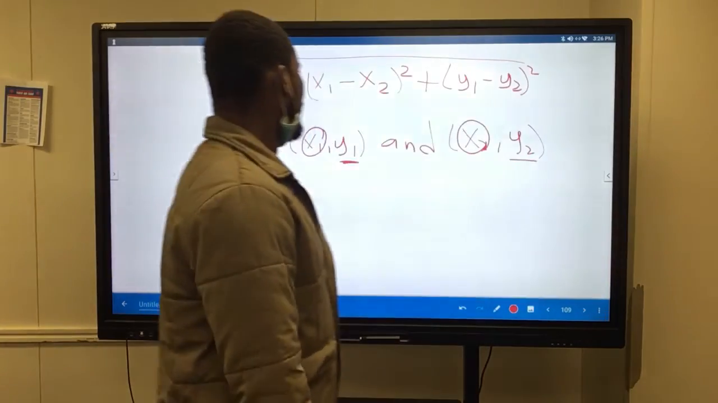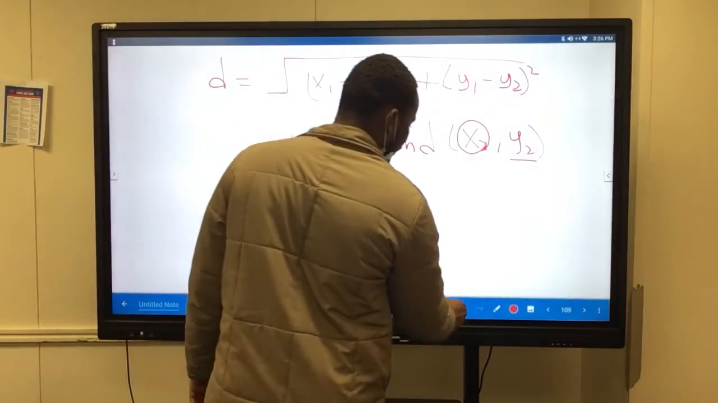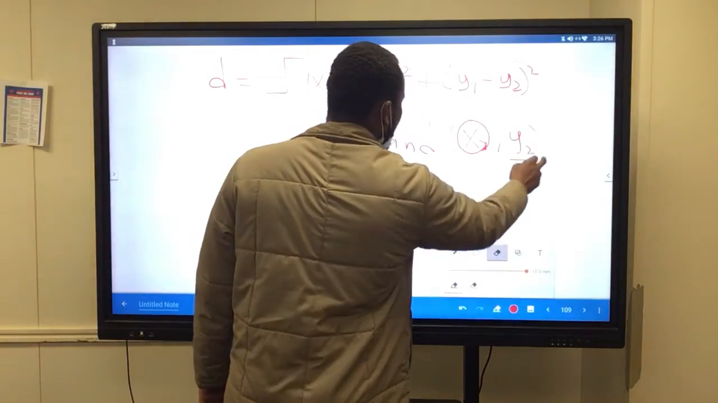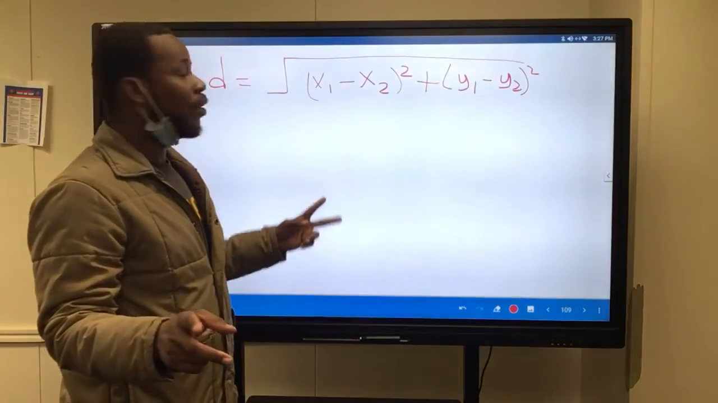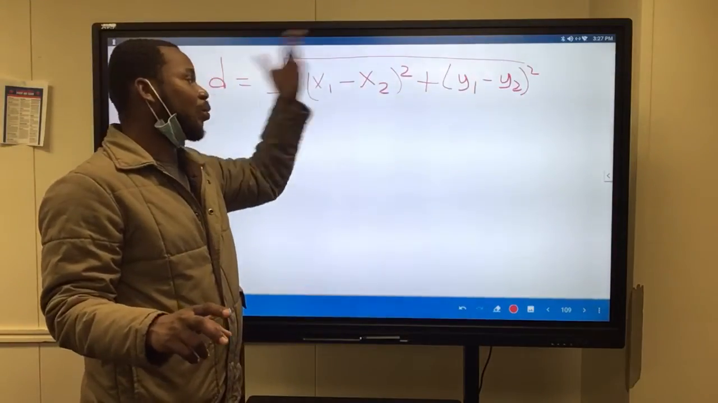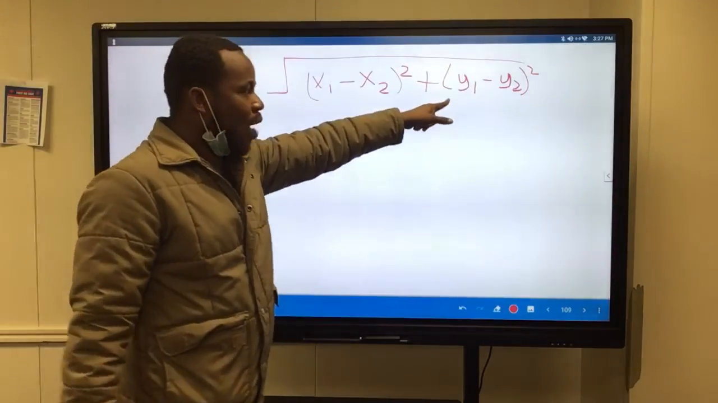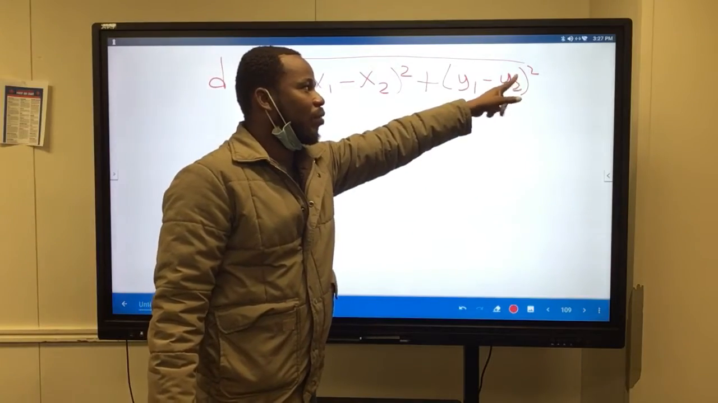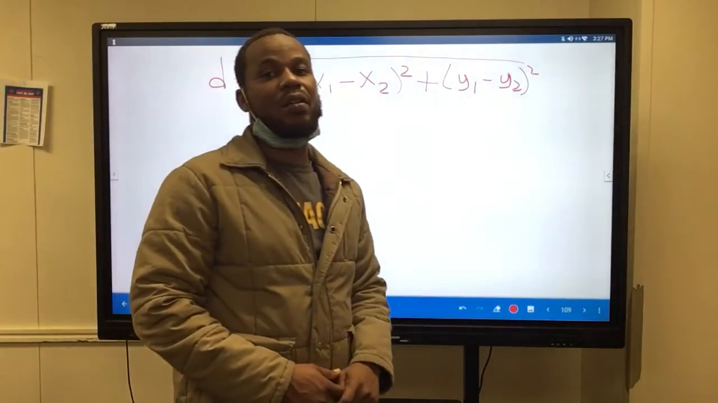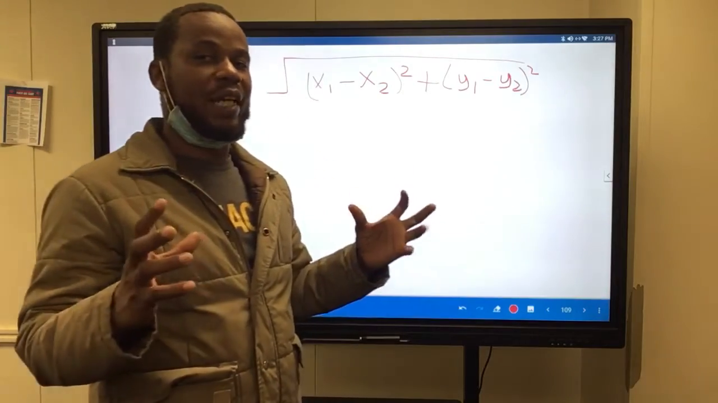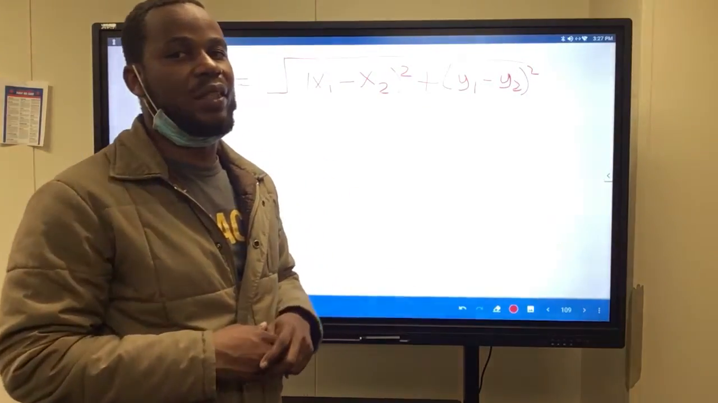So here is the formula for calculating the distance between 2 points. What you do is that you take the x values and find the difference and square it, plus the y values and find the difference and square it, all under the root. The root of the difference between the x's squared and the difference between the y's squared.